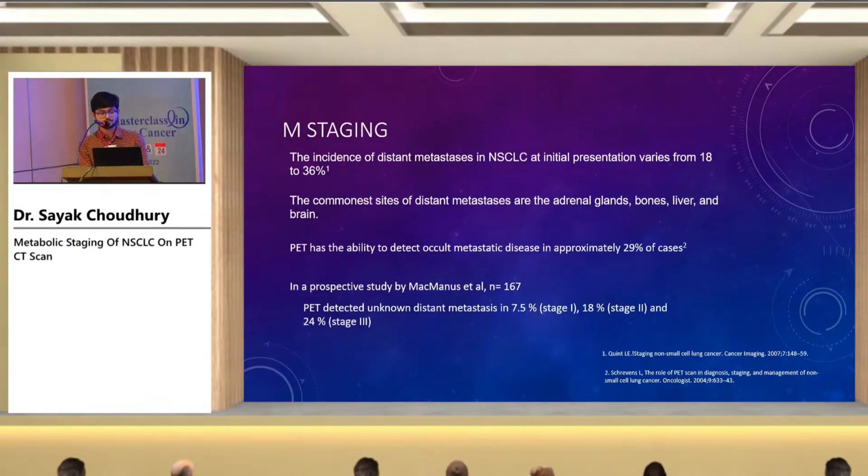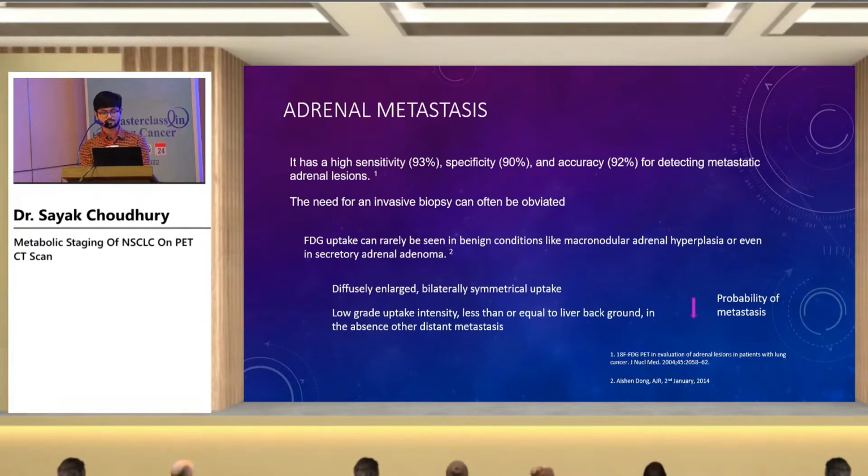So now coming to M staging. The incidence of distant metastasis in NSCLC varies from 18 to 36% depending on the staging. The commonest sites of distant metastasis are adrenal gland, bone, liver, and brain. And PET has the ability to detect occult metastatic disease in approximately 29% of cases. This is one prospective trial that I have quoted. Here they saw that in stage 1, 7.5% of cases were found to have occult metastasis, while it increased to 24% in stage 3. So that is expected.